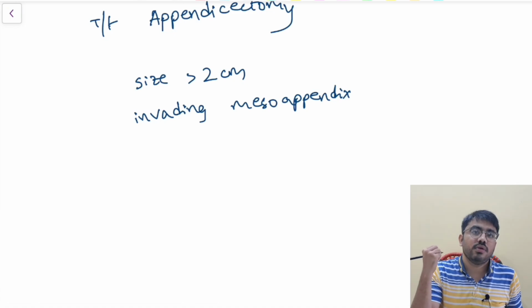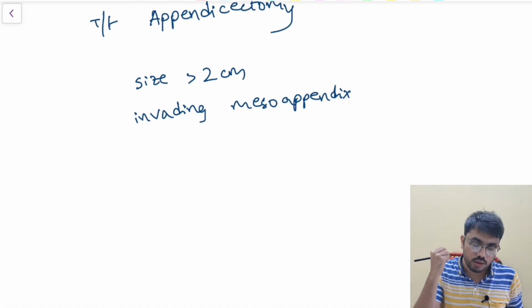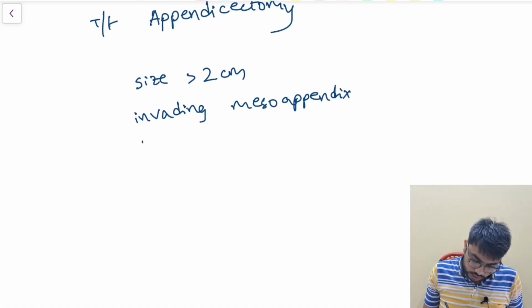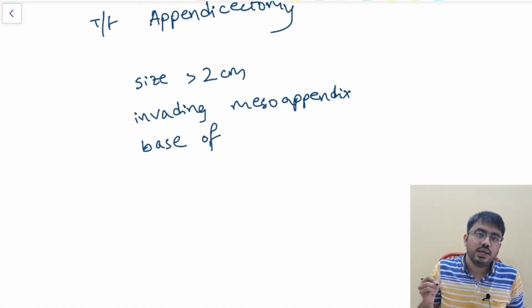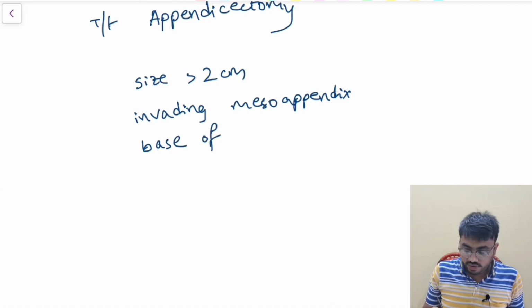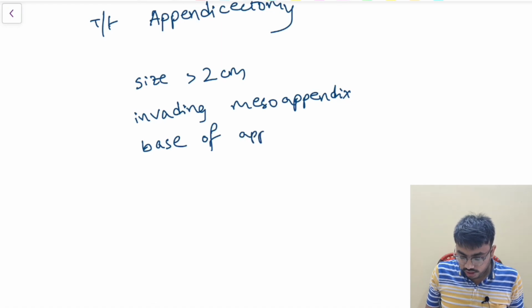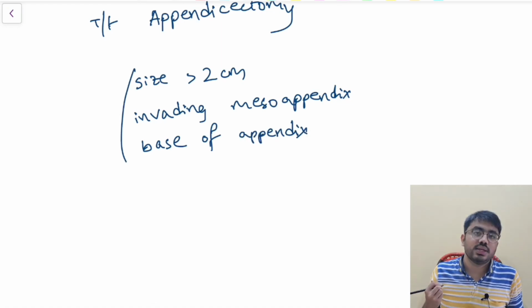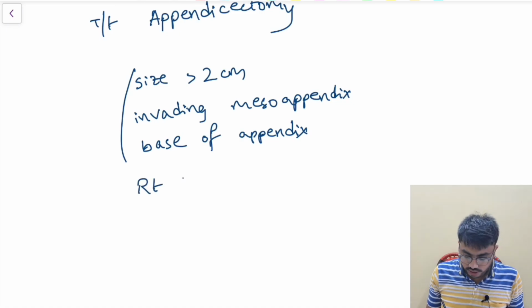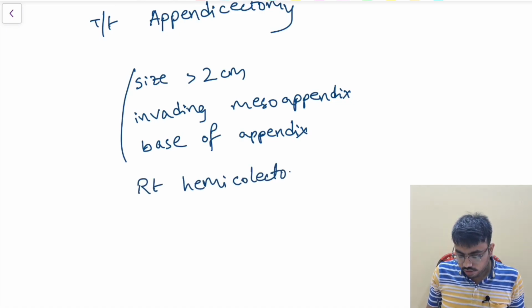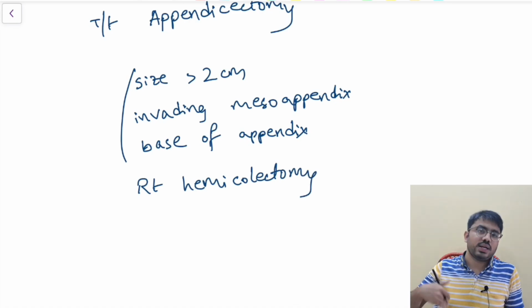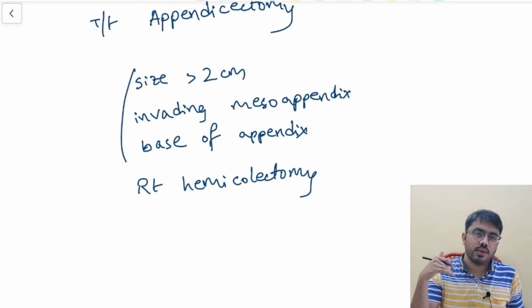If it is involving the mesoappendix, or it is involving the base. I have told you in general it is seen at the tip of the appendix. But if it is involving the base of the appendix, any of these three things is there, you have to go for a right hemicolectomy. Means you have to remove the colon completely on the right side.